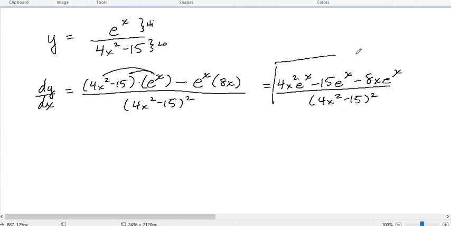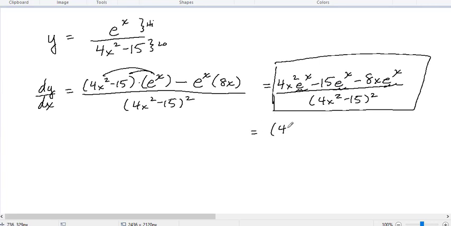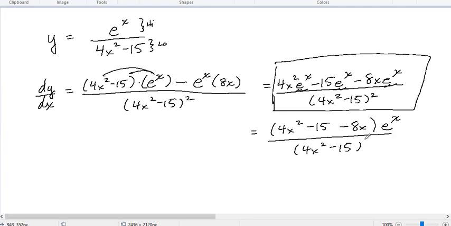That's a perfectly acceptable answer. WebAssign will probably factor out that e because that's just the way mathematicians do things. 4x squared minus 15 minus 8x, and an e to the x factored out to the right, all over 4x squared minus 15 quantity squared.